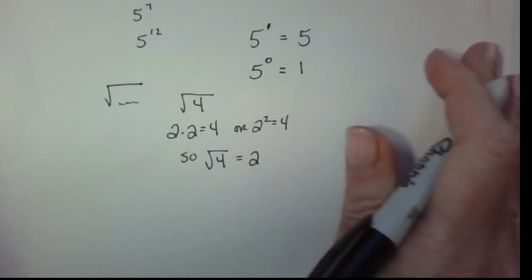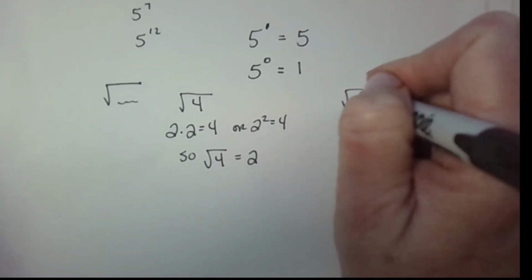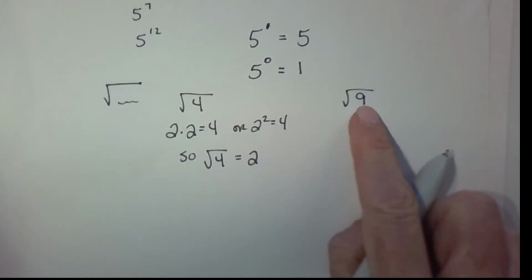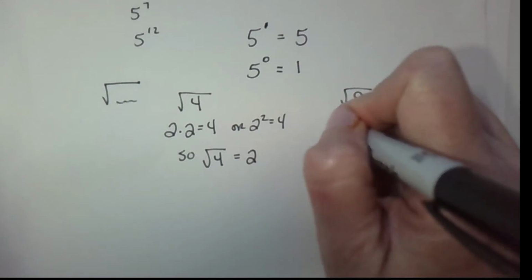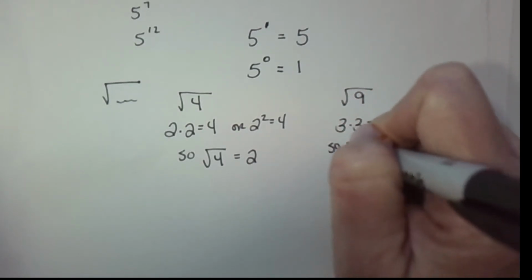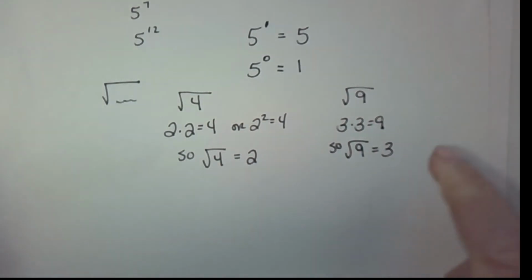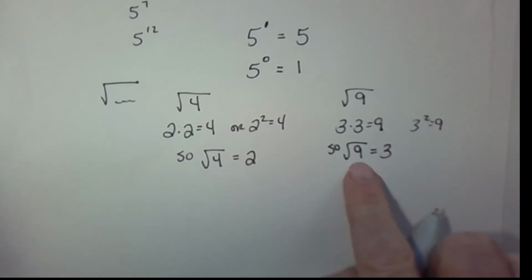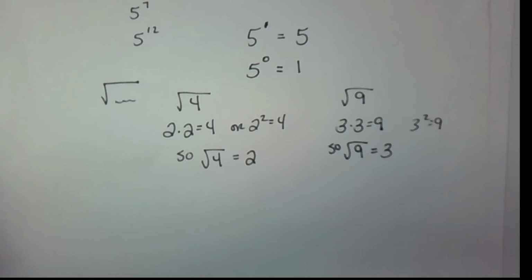Let's try another one. How about the square root of 9? What number times itself gives me 9? Okay, so 3 times 3 is 9. So that means that the square root of 9 is 3. So you can see that this is just sort of working backwards. 3 to the 2nd power equals 9. So the square root of 9 would be 3.